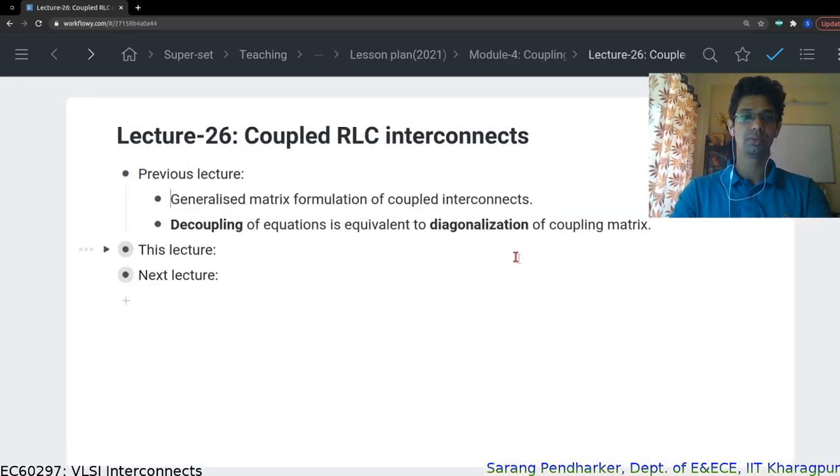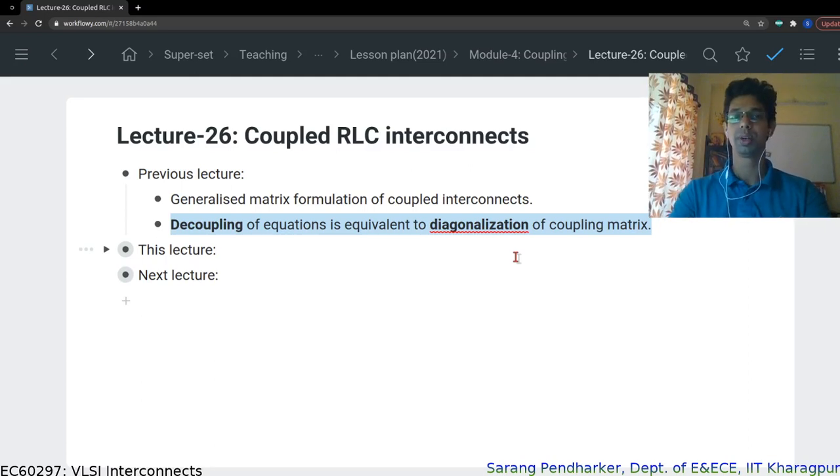In the previous lecture, we saw an approach for generalization of the differential equations. We represent differential equations so that we can represent a general case of coupled interconnects by a matrix formulation. And then by taking the case of two identical interconnects, and with our knowledge of the previous analysis on coupled identical interconnects, we saw that decoupling of equations is equivalent to diagonalization of your coupling matrix.